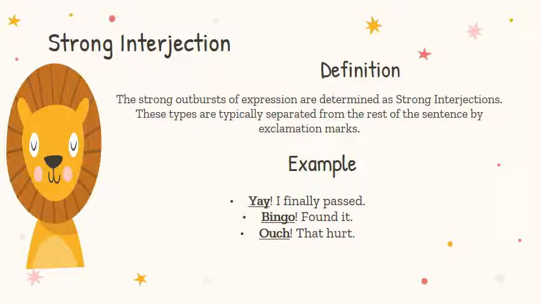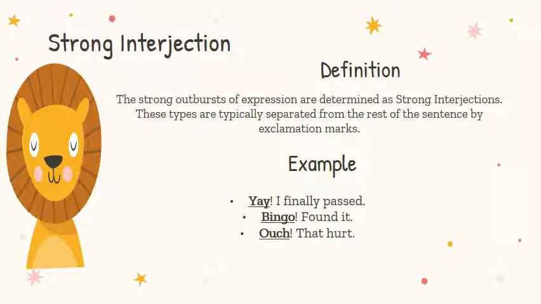Strong interjection. The strong outbursts of expression are determined as a strong interjection. These types are typically separated from the rest of the sentence by exclamation marks. Like the examples: Yay! I finally passed! Bingo! Found it! Ouch! That hurt! So the reaction is very hard and strong.